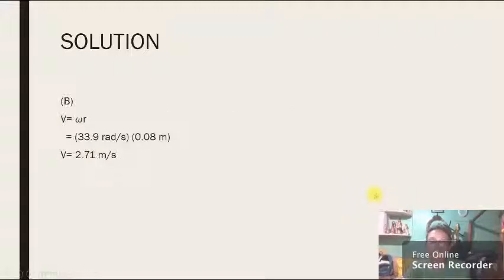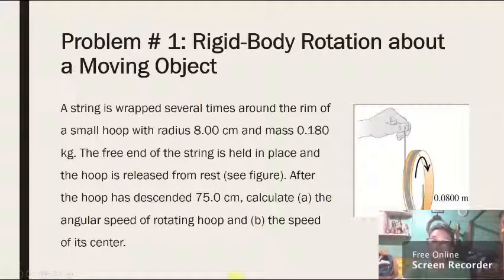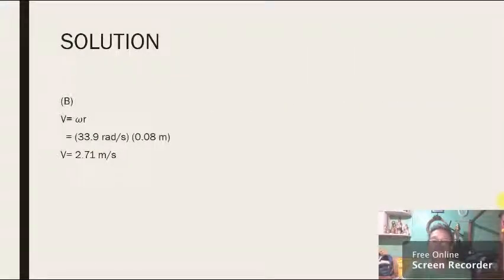And also we need to calculate the speed of its center. So our formula is V is equal to omega times r. We have our omega, which is 33.9 rad per second, times r, which is 0.08 meters. We're gonna have 2.71 meters per second.